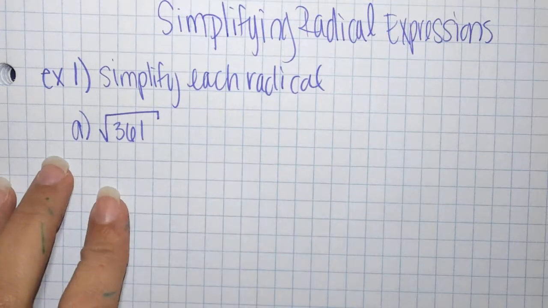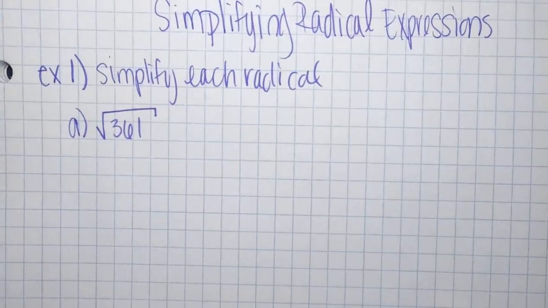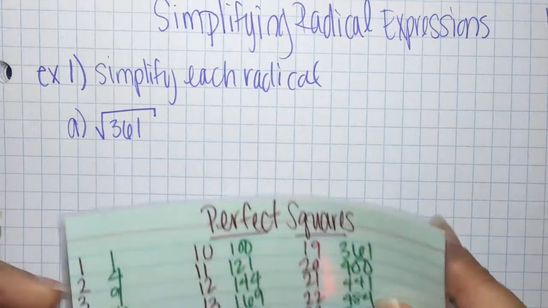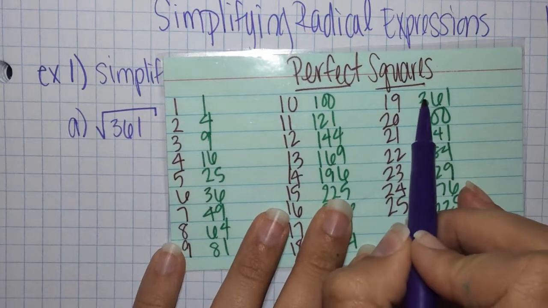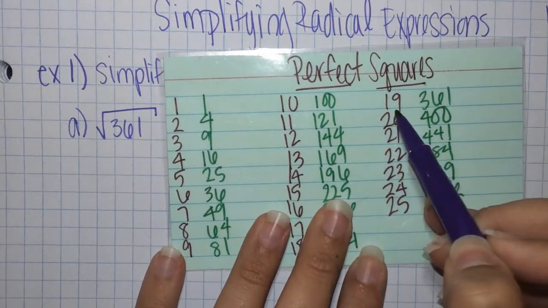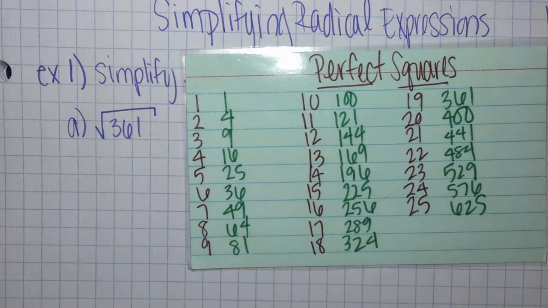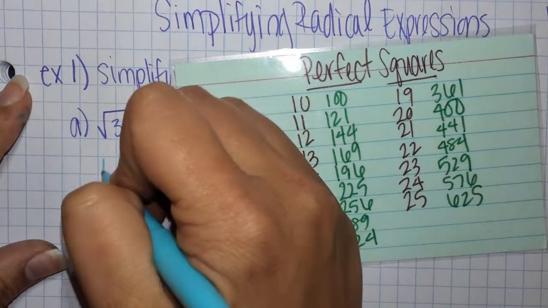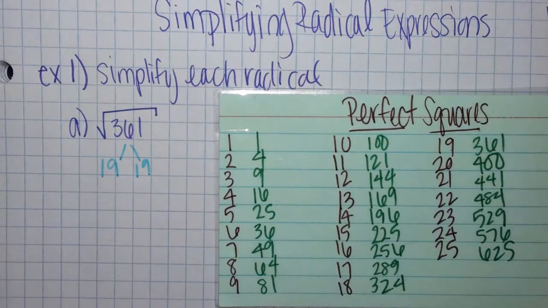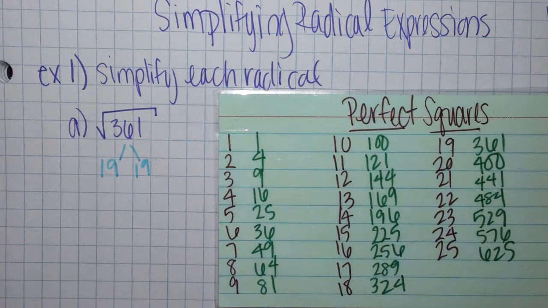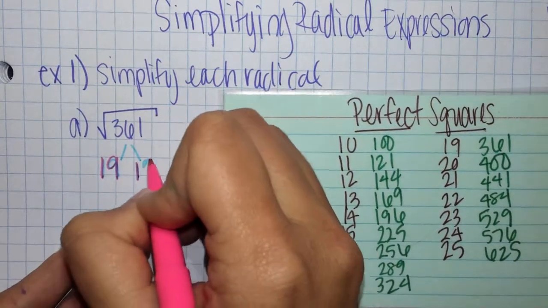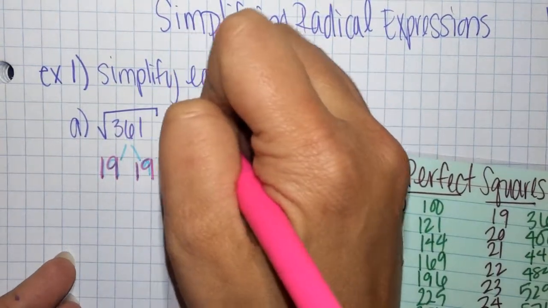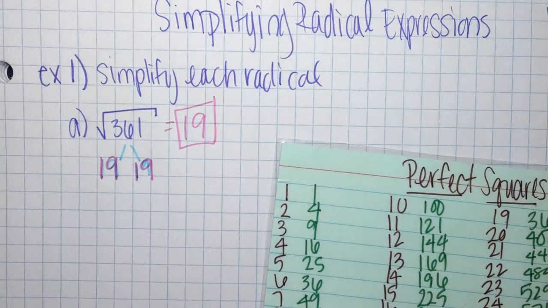Okay, so we need 2 of the same number that gives us 361. Now, what you do is you go to your perfect square card. Do you see that this is a perfect square? And that would give you 19. So 2 of the same number would be 19 times 19. And we needed 2 of those, correct? And so the answer is 19. That's all you have to do.